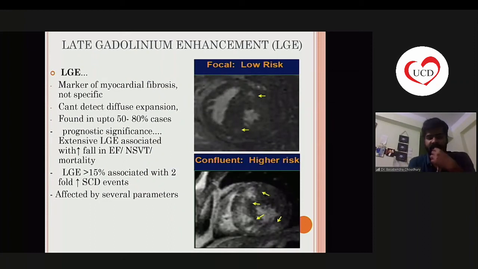Late gadolinium enhancement is very important in the sense that, though it is not specific, it is a marker of myocardial fibrosis, but it is not specific to HCM, and it often fails to detect diffuse expansion. However, it has definitely some prognostic significance. Extensive LGE is associated with a fall in EF, NSVT, and also increased mortality. And LGE more than 15% is associated with a twofold increase in SCD events.